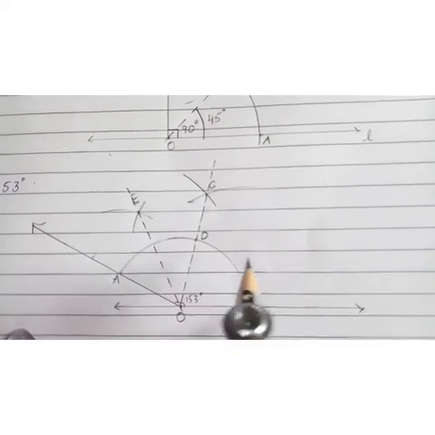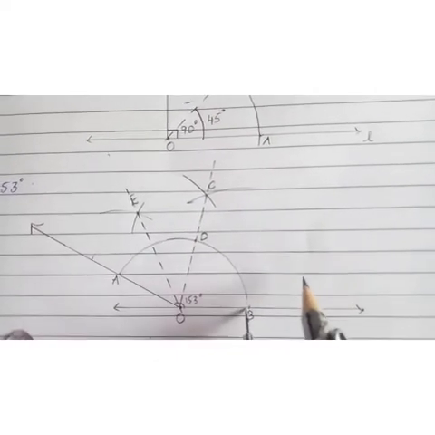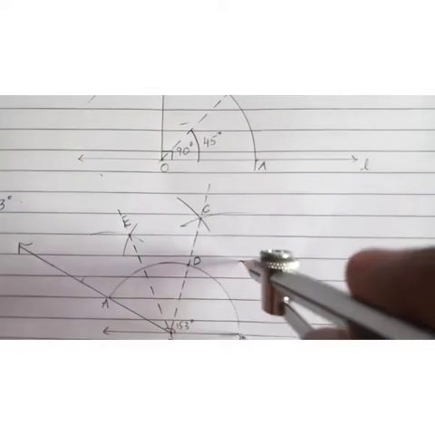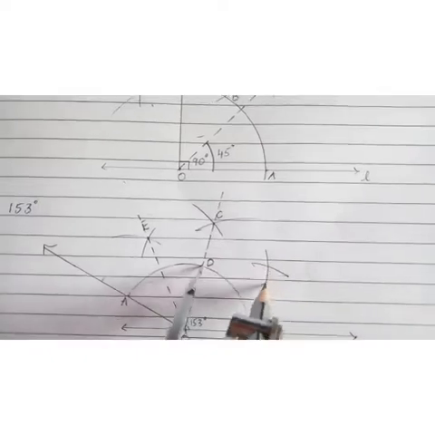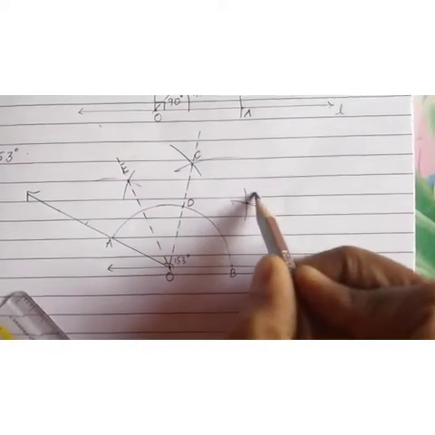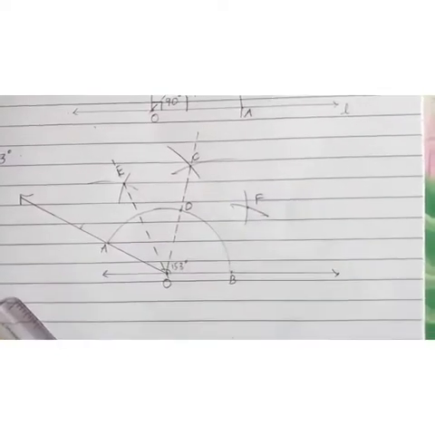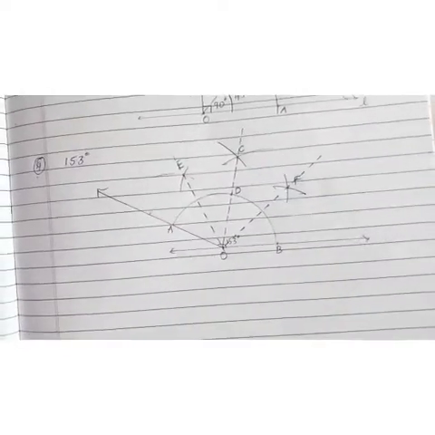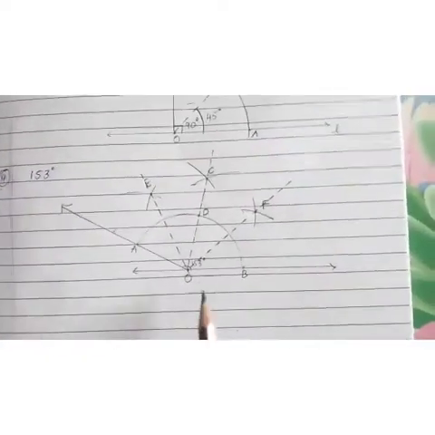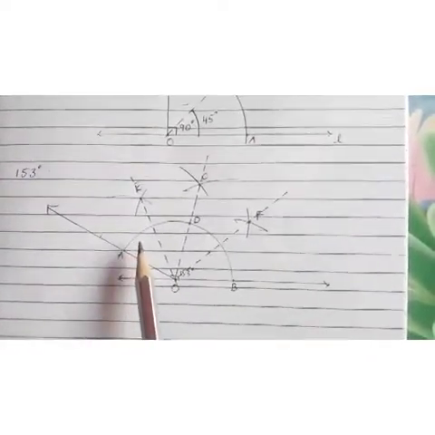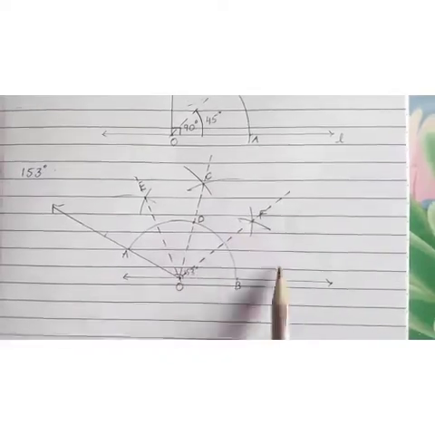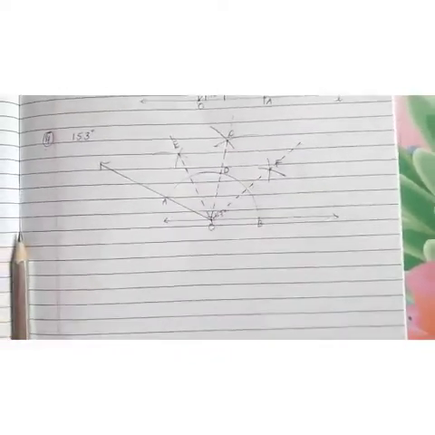Now take B and D. Radius more than half of BD. What you do, again draw an arc. So I will draw it here, and with D as center again draw. Now mark this point as F. Join OF. So children, now observe the angle 153 degrees is divided into exactly 4 parts. 1, 2, 3, 4. Now let us move to question number 5.